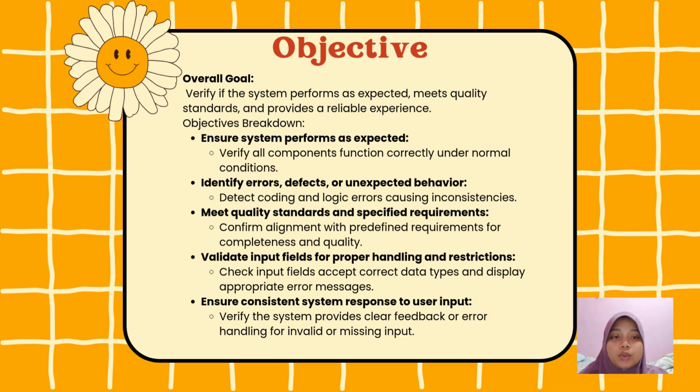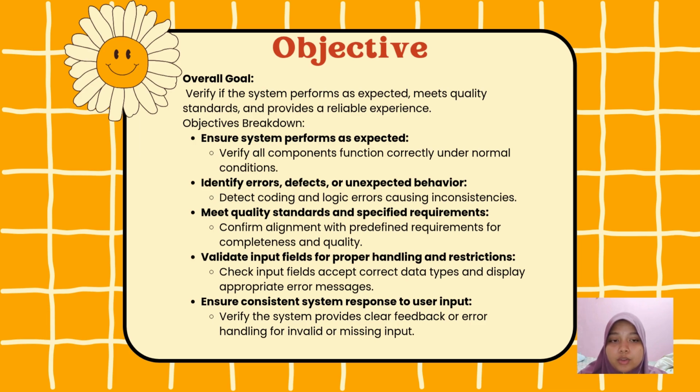The second one is we want to identify whether there are errors, defects, or unexpected behavior of the system. We would like to know if there are coding or logic errors that cause inconsistency. The third one is to ensure that the system meets quality standards and specified requirements. We want to confirm the alignment with the predefined requirements for the completeness and quality of the system. The fourth objective is to validate the input fields for proper handling and restriction.